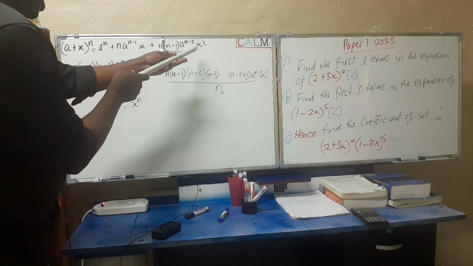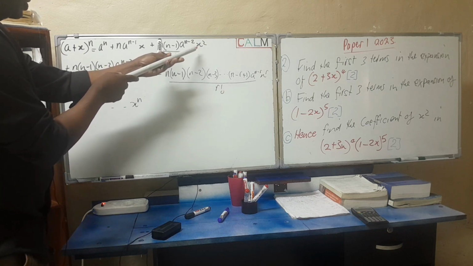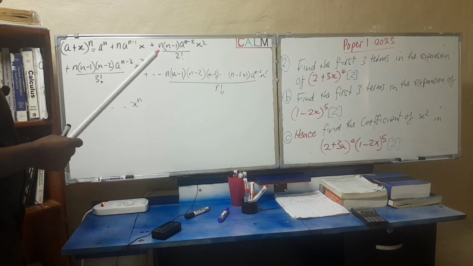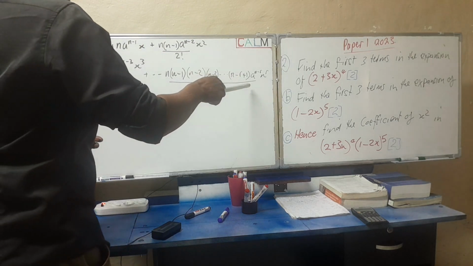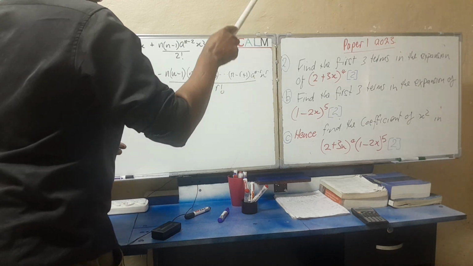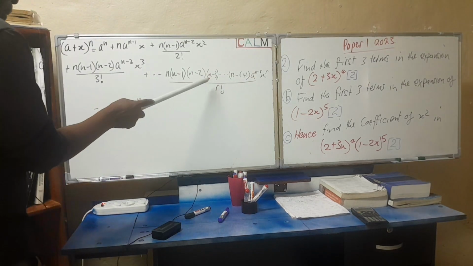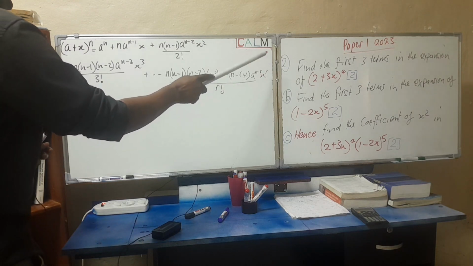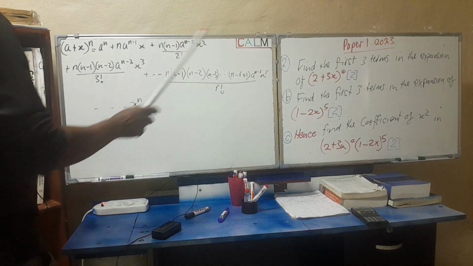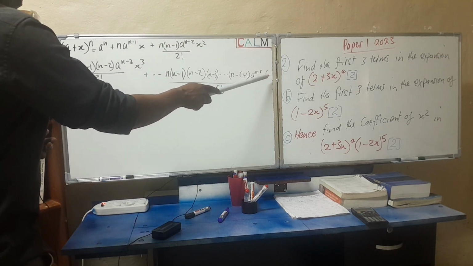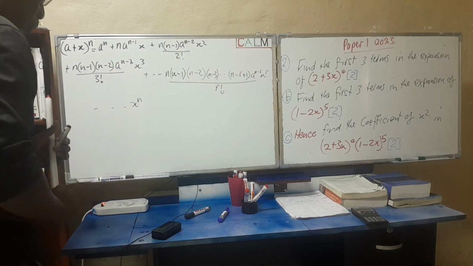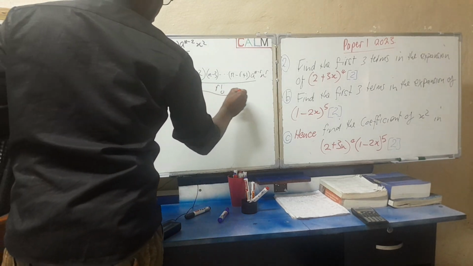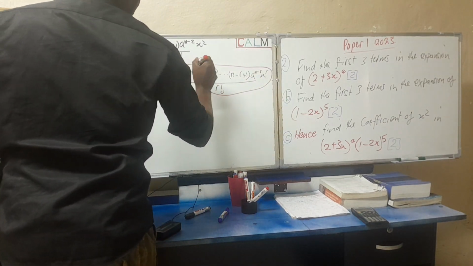Remember, the third term is the one where x is raised to the power 2. The second term is the one where x is raised to the power 1. And the rth term is the one where x is raised to the power r minus 1. So the term where x is raised to the power r is the (r+1)th term, because the rth term is the one where x is raised to the power r minus 1. This is called a general term.